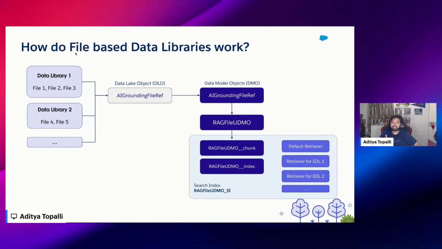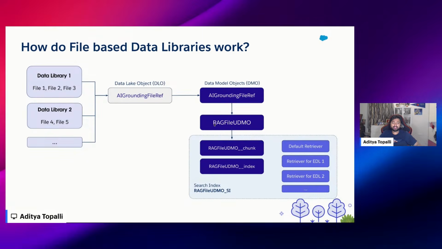Now, if it's a file-based data library, what happens? Whenever you create a data library, we push all of the data into a data lake object called AI grounding file ref, which in turn is mapped to the corresponding data model object.